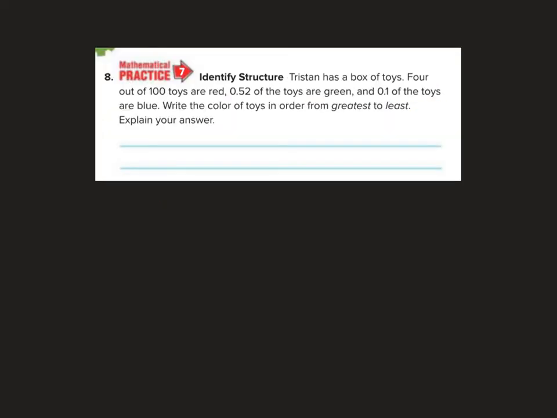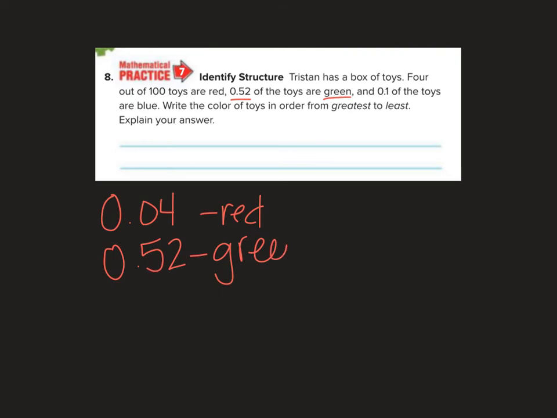Tristan has a box of toys. 4 out of 100 toys are red. So that would be 4 hundredths red. 52 hundredths of the toys are green. Okay, and 1 tenth of the toys are blue. If I'm going to make it hundredths like the rest of them, I'm just going to add my 0, 10 hundredths are blue.